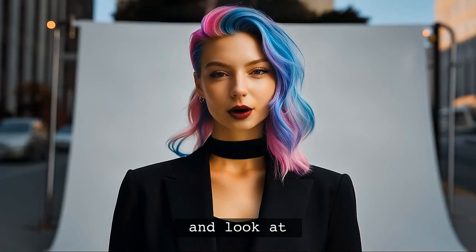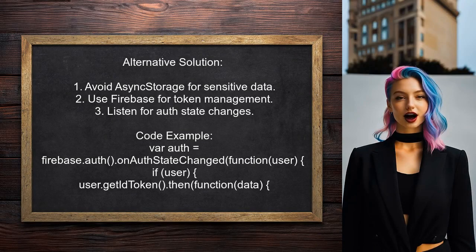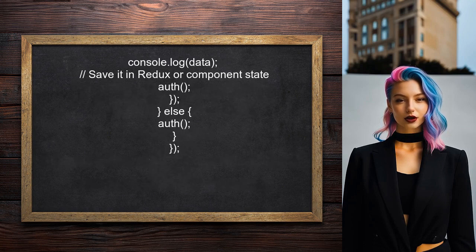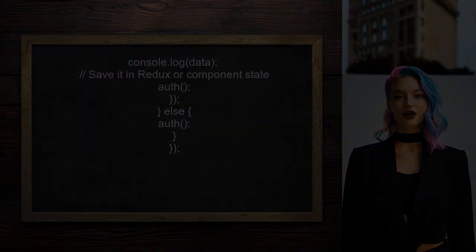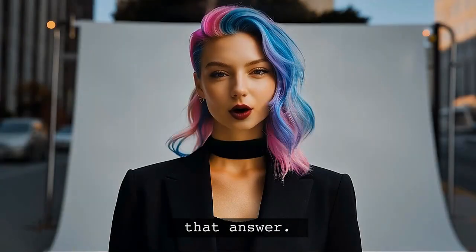Let's move forward and look at another answer. This user advises against using async storage for sensitive information like access tokens. Instead, they recommend utilizing Firebase services to manage tokens securely. When the app starts, you can listen for authentication state changes and retrieve the token using Firebase's built-in methods. That's all on that answer.